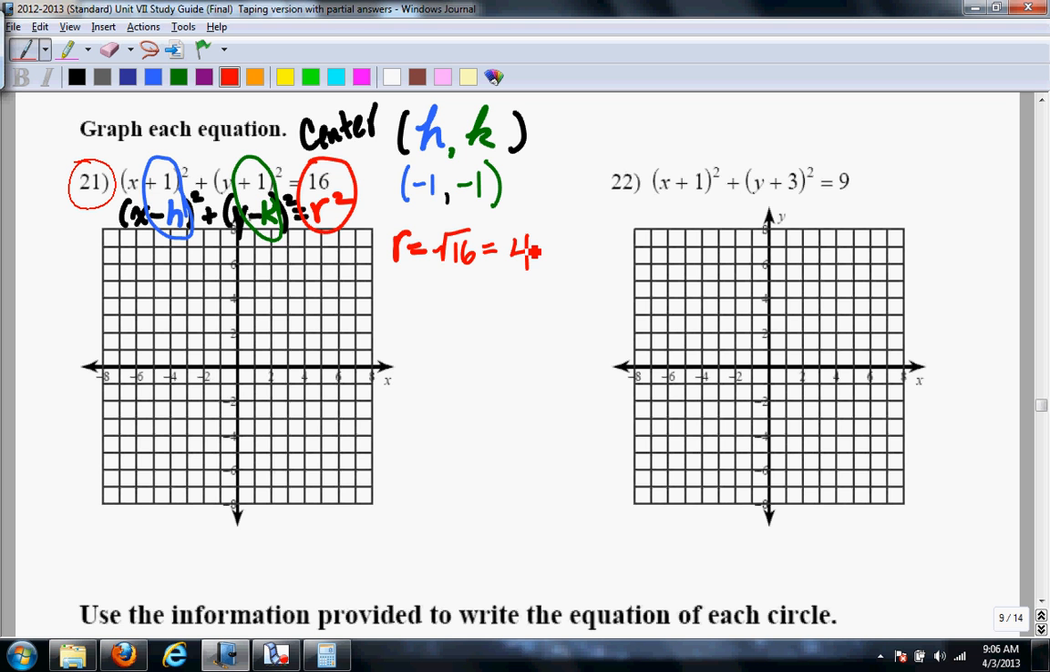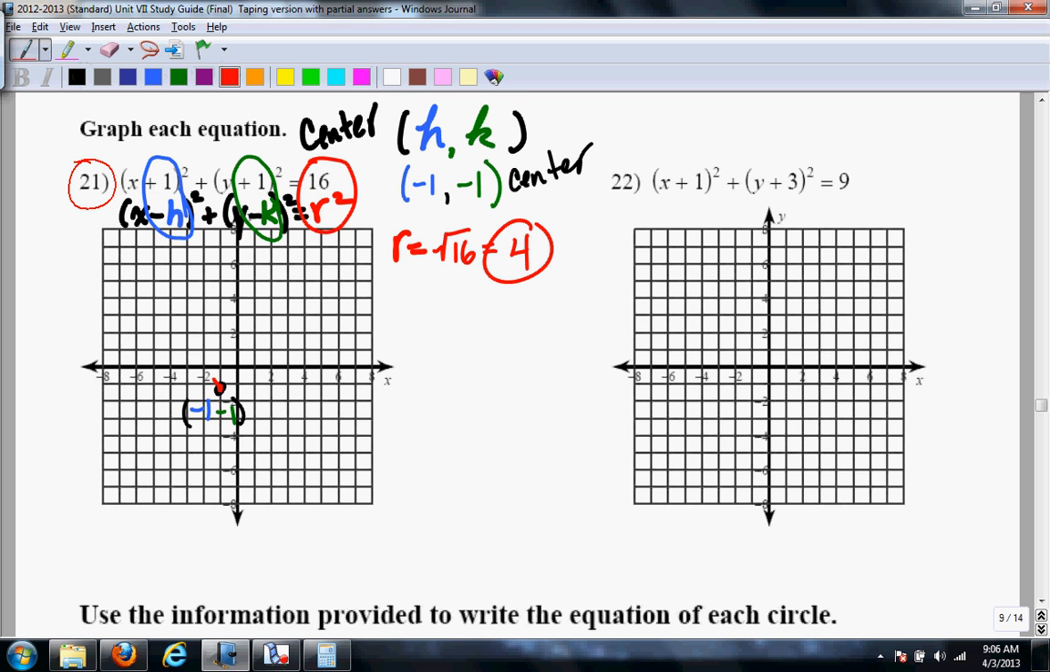Now, if it's not a perfect square, you just get a decimal and then you guesstimate, and that's perfectly fine when it comes to graphing. We start to graph. We graph the center of the circle, which is negative 1, negative 1. So over 1, down 1. That's your center. Negative 1, negative 1. And our radius is 4.